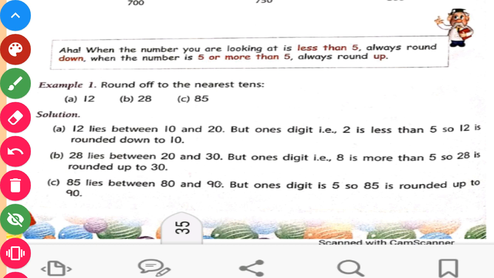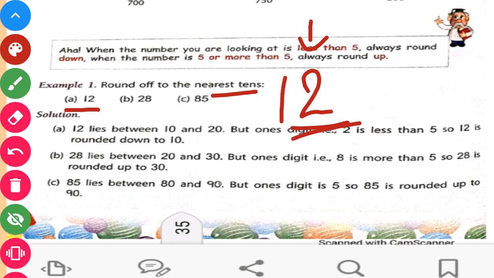Round off to the nearest tens. 12. Okay kids, tell me. This number we have to round off to nearest tens. So, which number will we see? We will see the number given at ones place, that is 2. So, 2 is less than 5 or greater than 5? 2 is less than 5. So, this 2 will become 0 and this 1 will be 1. Okay. So, 12 will be rounded off to 10.